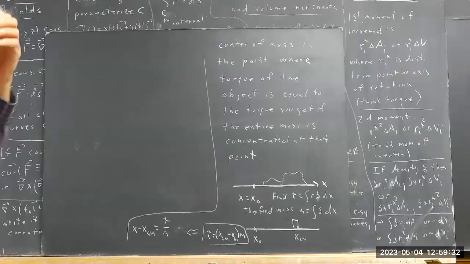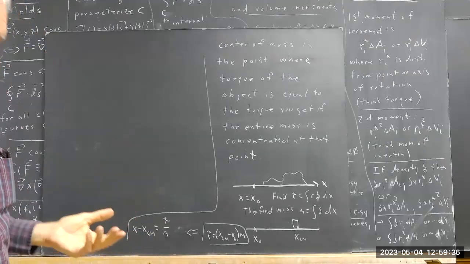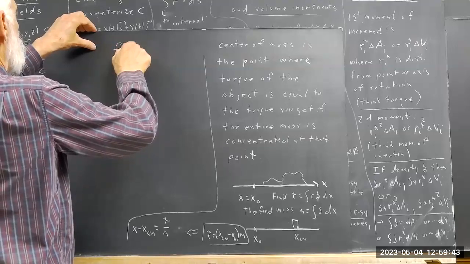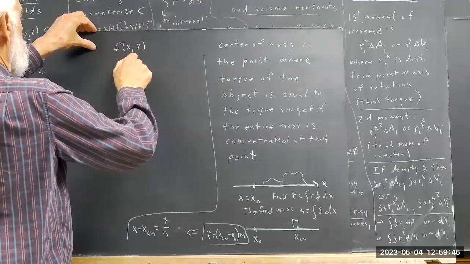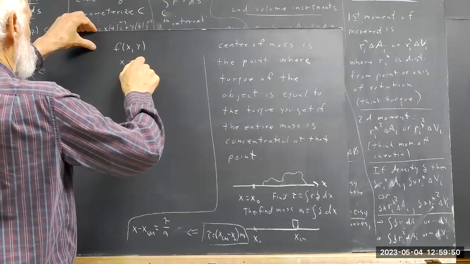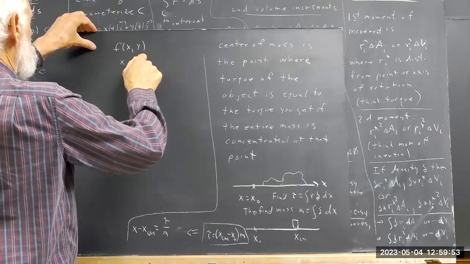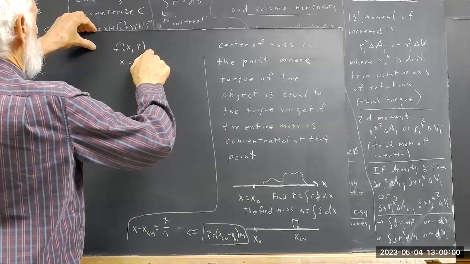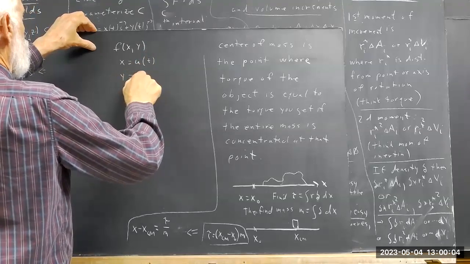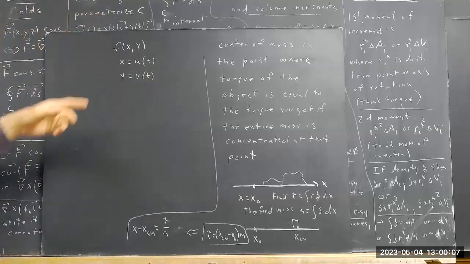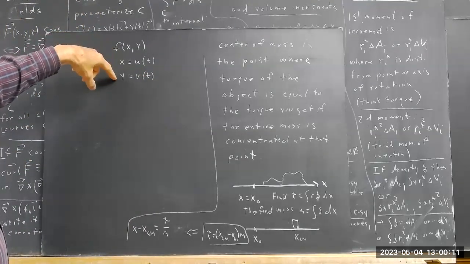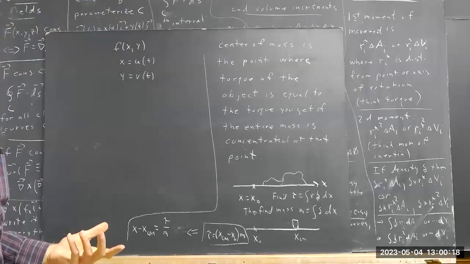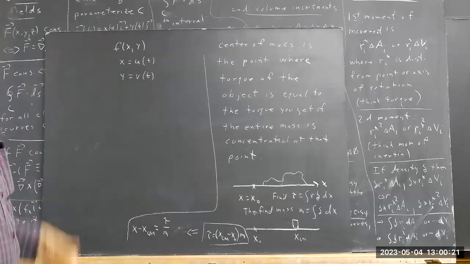Then, of course, we end up parameterizing a lot of things. Simple thing: we've got a function f of x, y with x equals u of t, y equals v of t. Then f ends up being a function of t.